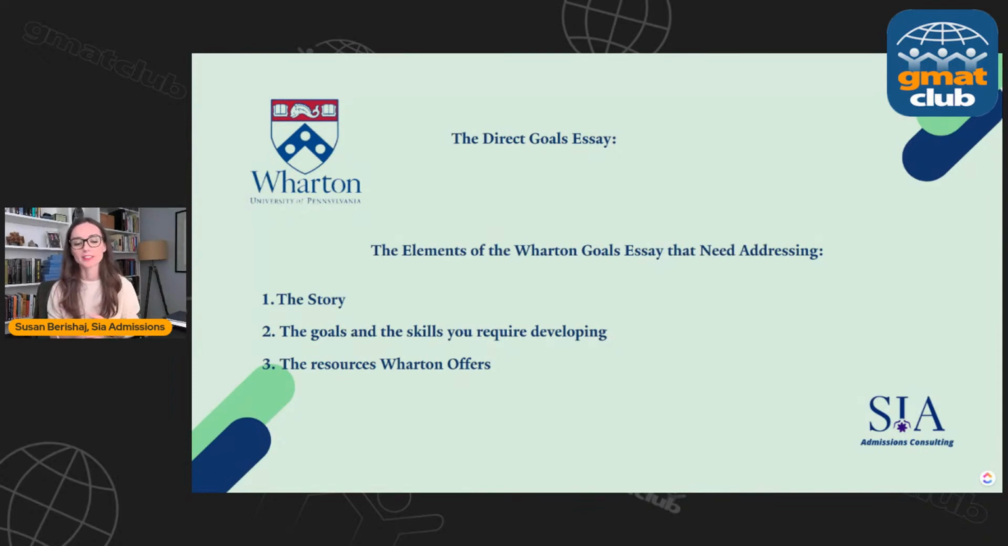And the third part is it requires you to identify specifics as to what the school offers to help you get to your future goal. This is where you do a lot of research, where you have conversations with current students and with alumni to really understand what makes the school unique. An important note to remember here is that everything that you include in how Wharton is going to help you get to those goals should be related to your goals.